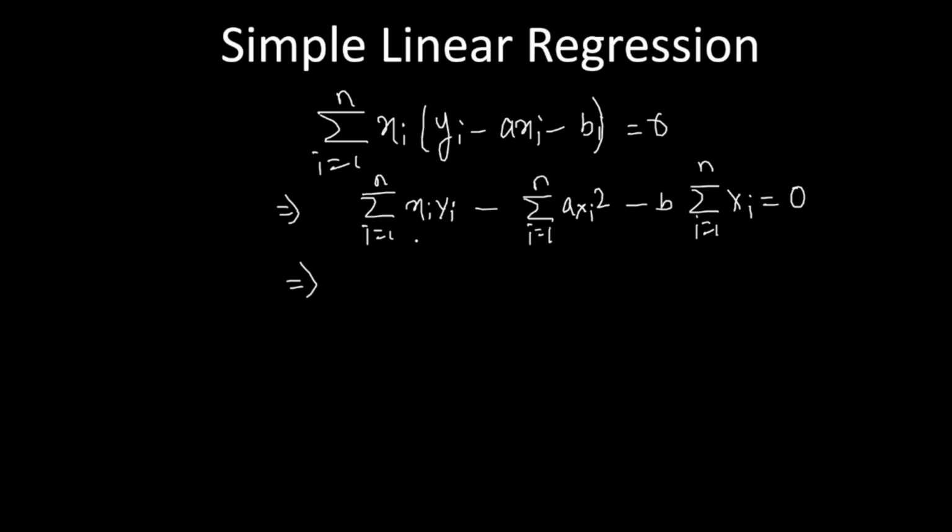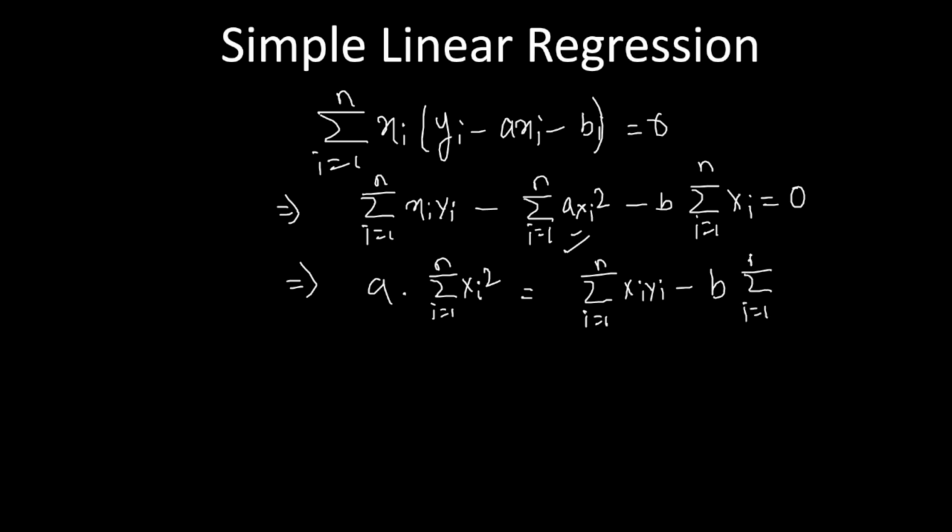Great. So we need to solve for a, right? And we already know the value of b. So what we can do here is this. We can take this term to the right hand side and write a into summation i equals 1 to n xi squared. And this is simply equal to summation i equals 1 to n xi yi minus b times summation i equals 1 to n xi. And you know the value of b already.